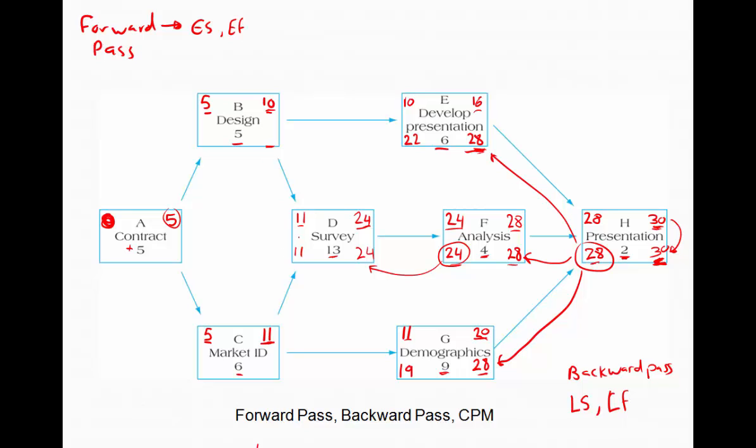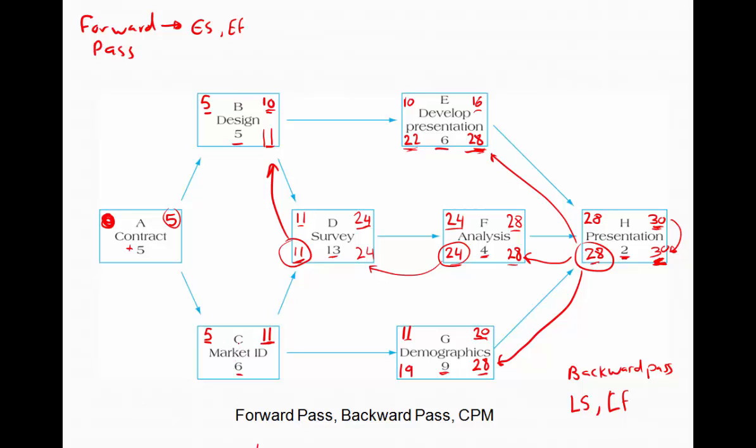And in this case, we have two options. We have either 11 days or 22 days. The rule tells us we pick the smaller of the two. So in this case, we take the late start for activity D and move it over as a late finish for activity B. And we write the 11 in the bottom right corner there.